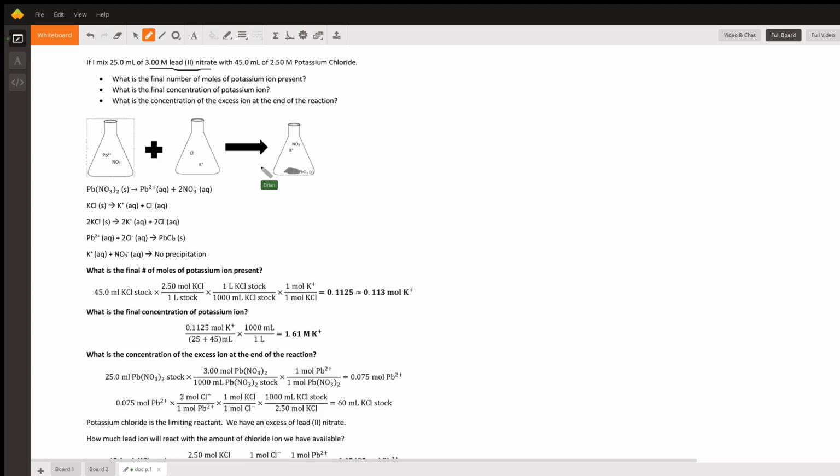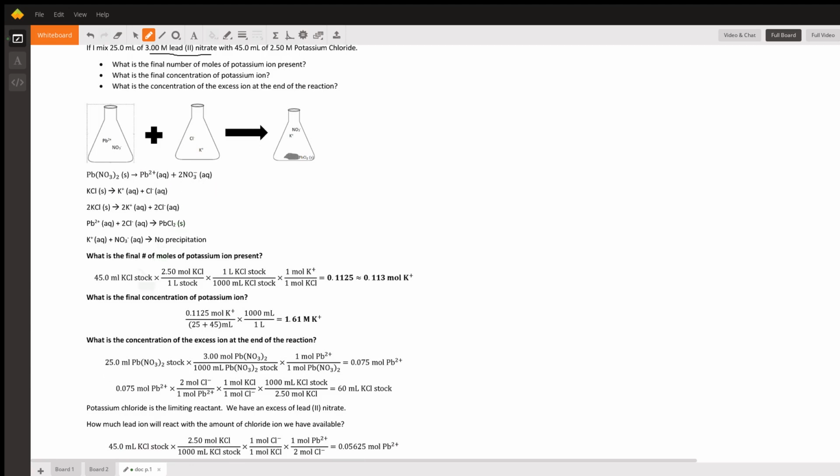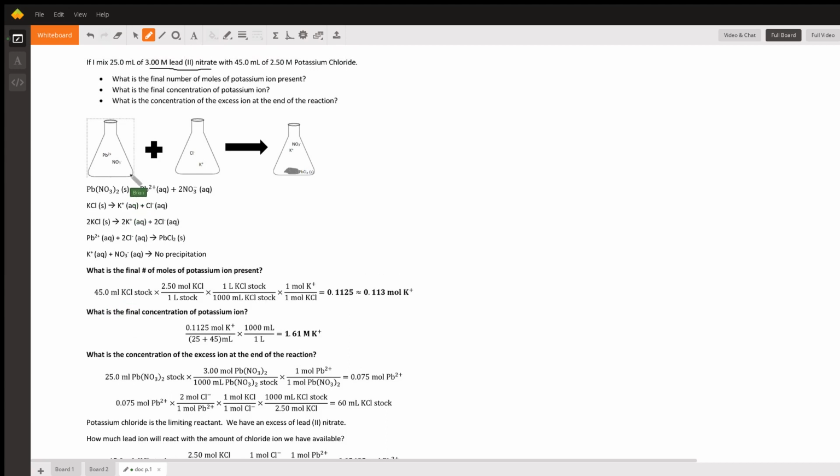So when we want to know what the final moles of potassium ion present is, it doesn't react. Once it's dissolved, it's going to stay dissolved. It's not going to precipitate. So we're just going to calculate how much was present in the beginning. So that's 45 milliliters of potassium chloride stock. That's where I got this from.